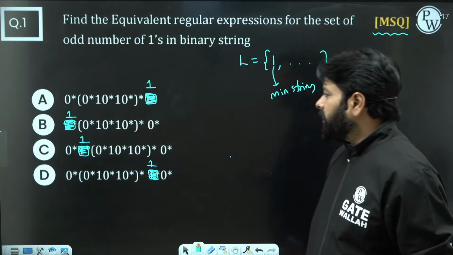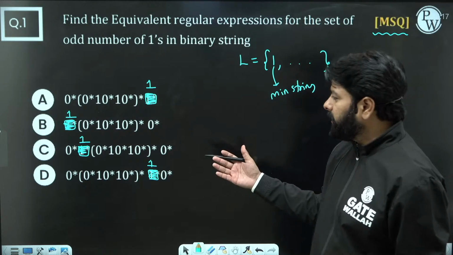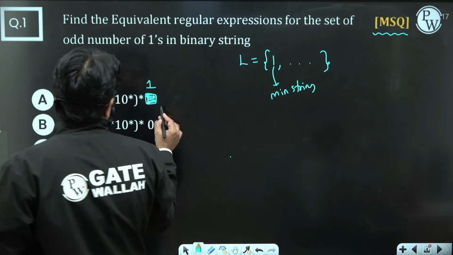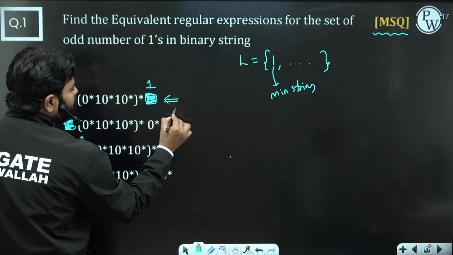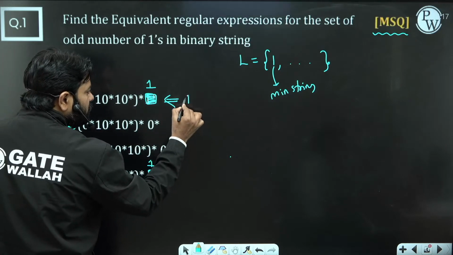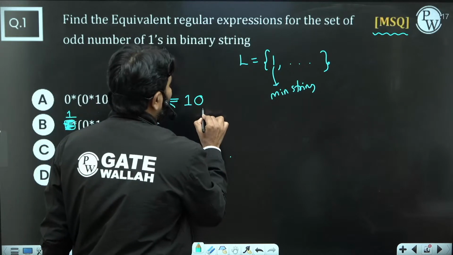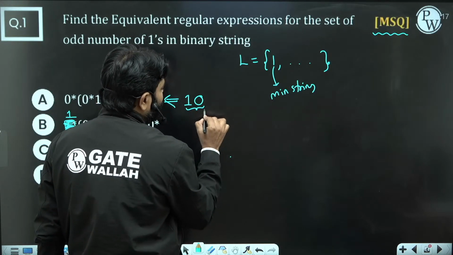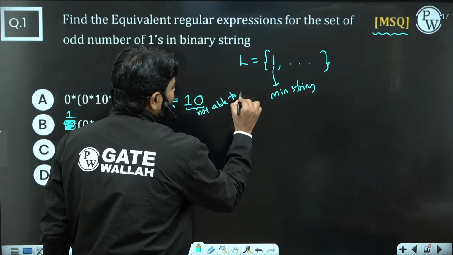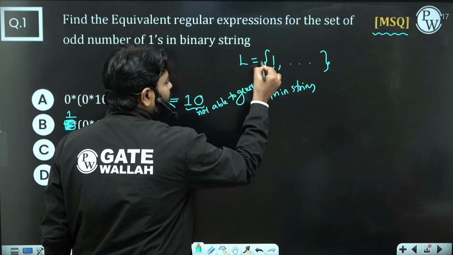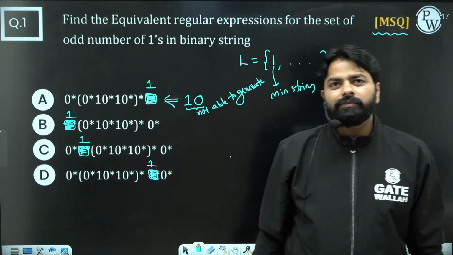Okay, so let's look at what is the issue with each option, right? Looks like the minimum is 1, but the problem here is if I want to generate 1 0, see 1 is at the end, right? 1 0 is impossible to generate from here. 1 0 is a valid string, but you're not able to generate it, even though it is valid.